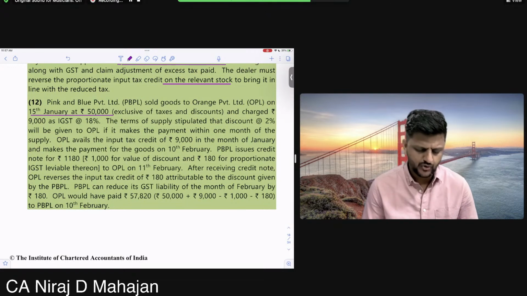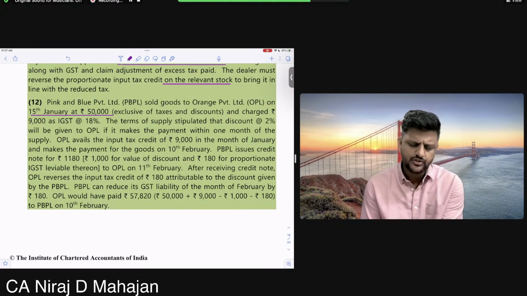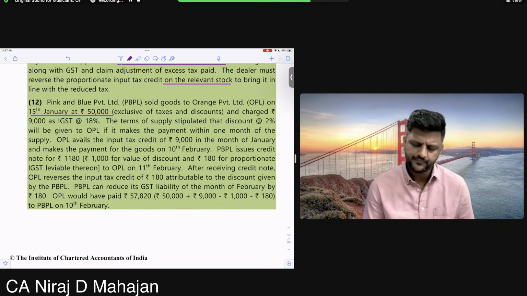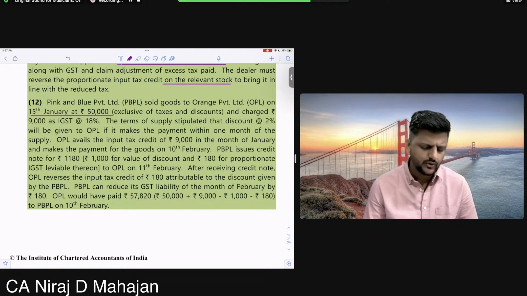On 15th January at 50,000 rupees, exclusive of taxes and discounts. Okay. Exclusive of taxes and discount. This is the before-tax amount. Okay. And charged rupees 9,000 as IGST.